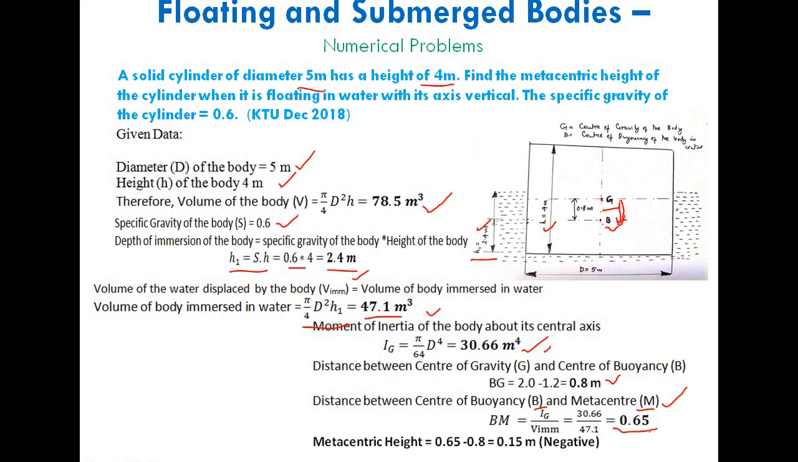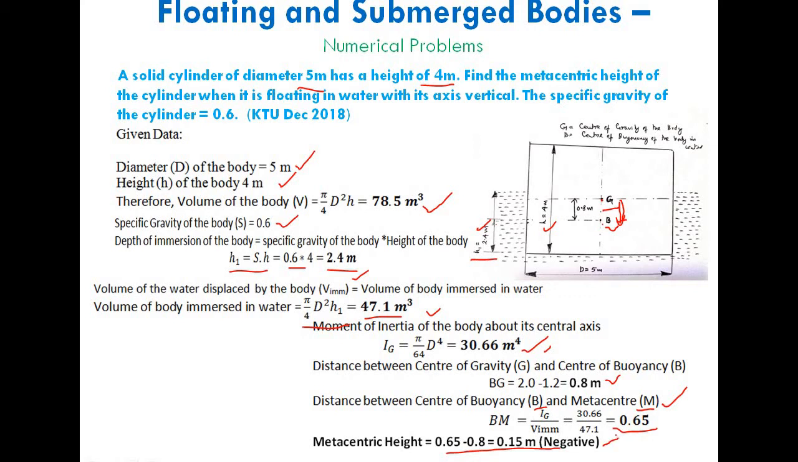So what is metacentric height? Metacentric height will be Bm minus Bg. Okay, Bm minus Bg, that is the metacentric height. So 0.65 minus 0.8, that is minus 0.15, that is negative, that is, the body is unstable.